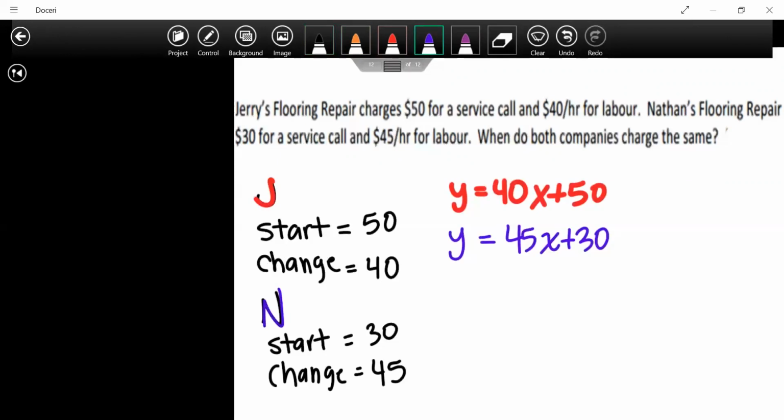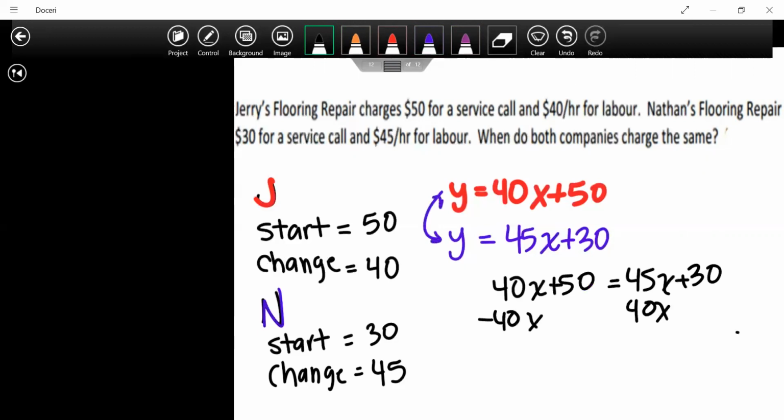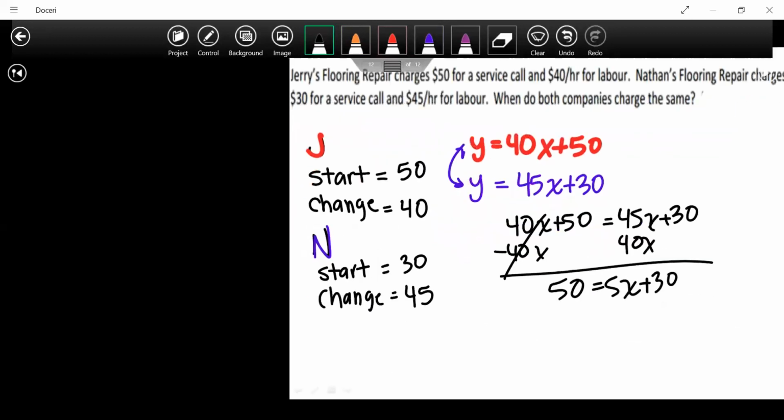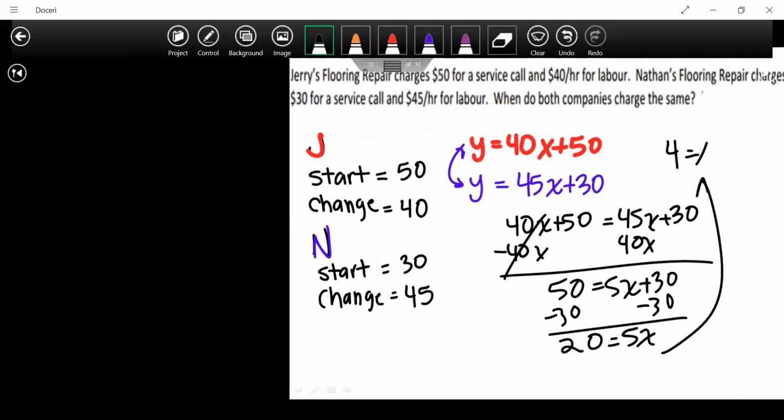What do I do to solve this out? Equal each other. Good. We're going to get 40x plus 50 equal to 45x plus 30. Subtracting out 40x from both sides, $50 is equal to 5x plus 30. Subtract 30, we're going to get 20, 5x. 4 is equal to x.